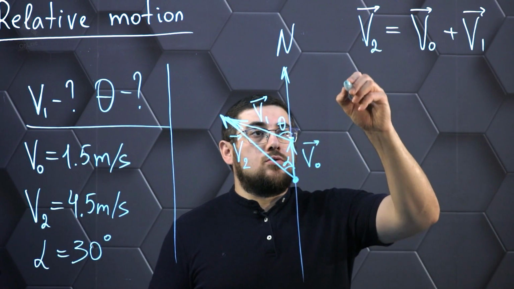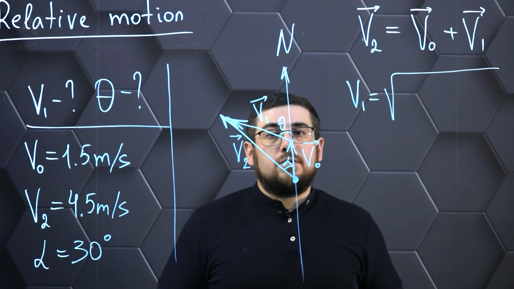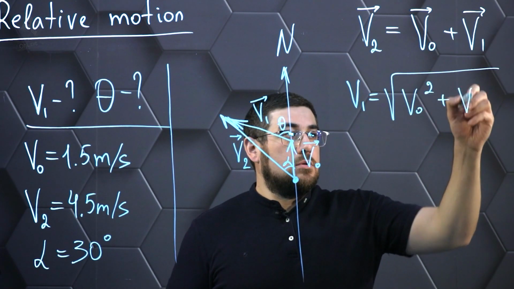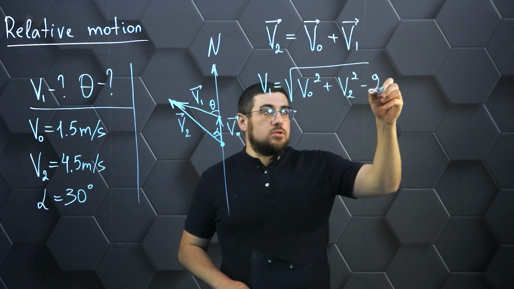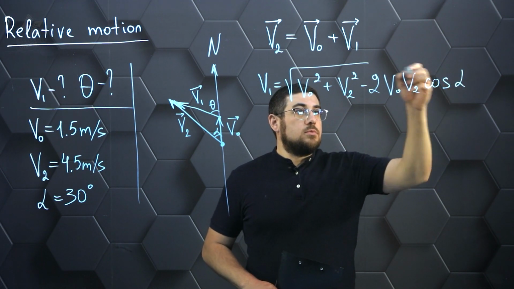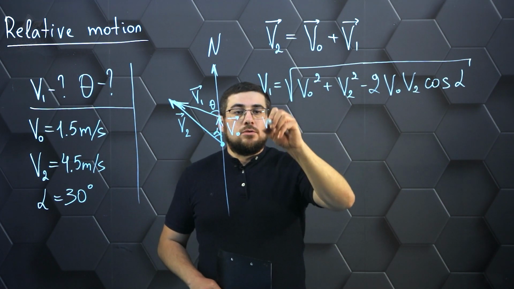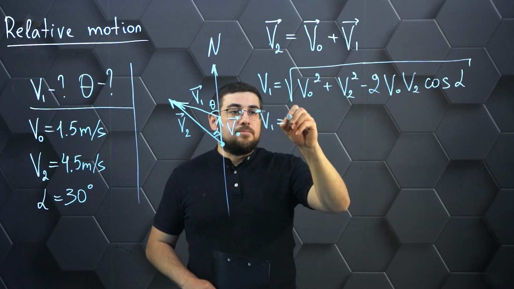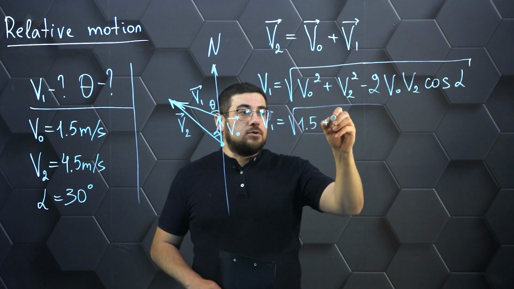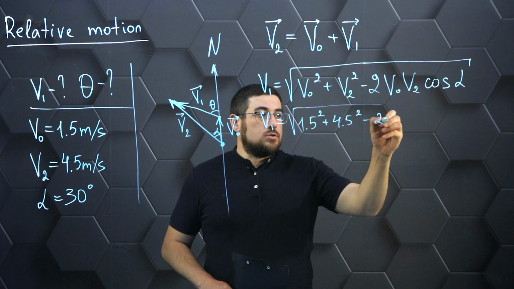Then let's write down the cosine theorem for the unknown velocity v1. v1 is equal to the square root of the sum of the squares of the known sides minus their doubled product by the cosine of the angle between them. All that remains is to substitute the values and calculate the speed of the ferry. v0 is 1.5 tenths, v2 is 4.5, minus their doubled product.